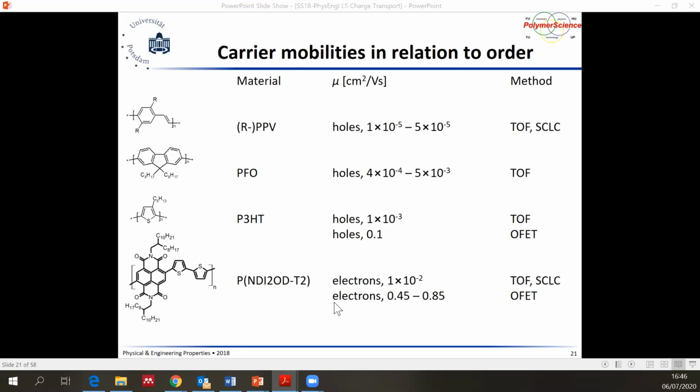Yeah, this is also another nice example of these different techniques. So in this polymer, you can see that when measuring in time of flight or SCLC, we get a mobility of the order of 10^-2. When you do OFET, it's at least 1 order of magnitude higher. So there is a very, very clear difference between measurements from OFET and SCLC or time of flight.